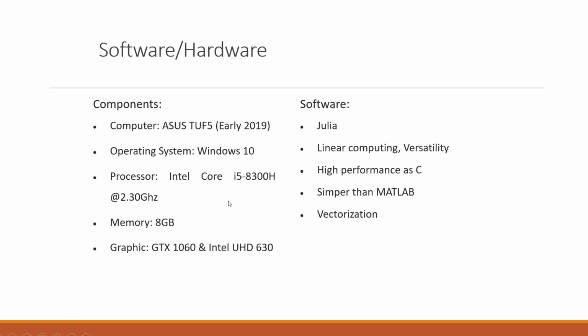Also, I list my software and hardware, and I want to talk about why I use Julia. Julia is a new and powerful language, and it has great performance like C, and it is still simpler than MATLAB in scientific computing. It has specific vectorization that is quicker to calculate array by array.